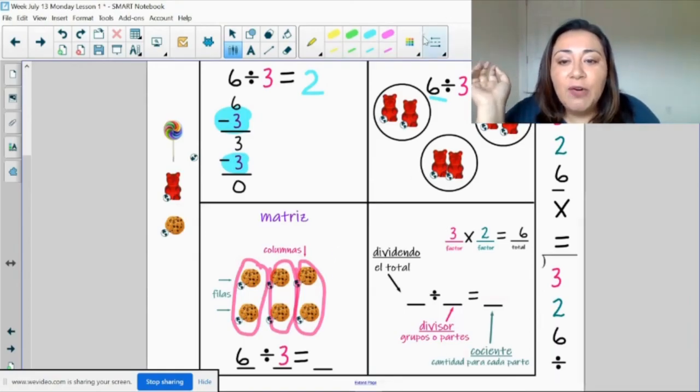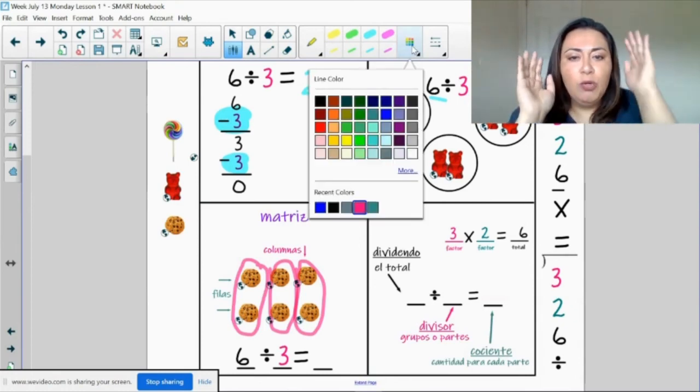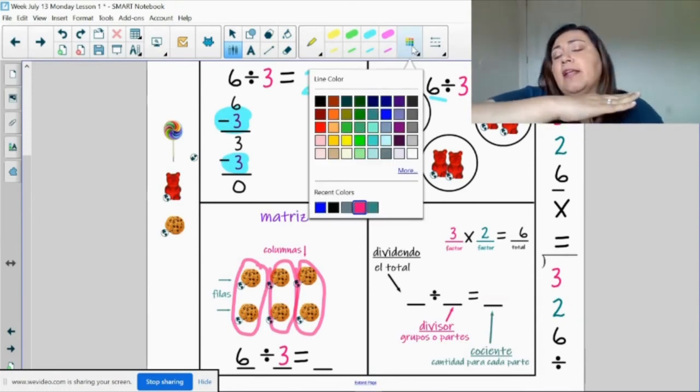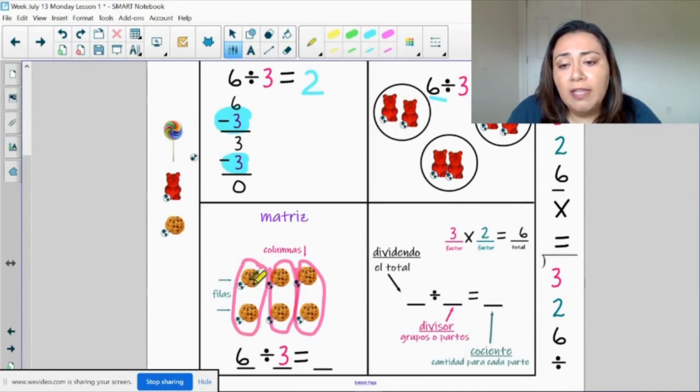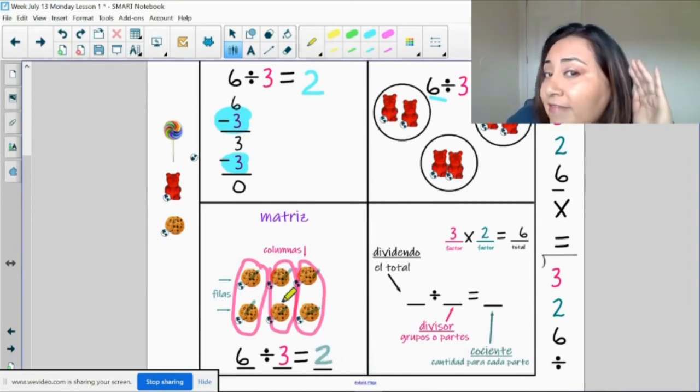Muy bien. Ahora, ya sabemos que tenemos 3 grupos, eso lo sabíamos porque pusimos nuestras columnas muy rectas y nuestras filas muy rectas, una vertical y la otra horizontal. Ahora vamos a ver cuánto hay en cada grupo. Una galletita, 2. Una, 2. Una, 2. Entonces, niños y niñas, 6 dividido por 3, una vez más, lo acabamos de comprobar con otra estrategia, es 2. ¿Listos para aprender la última estrategia de división?